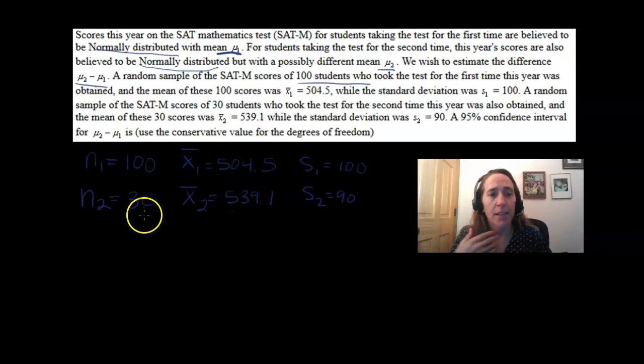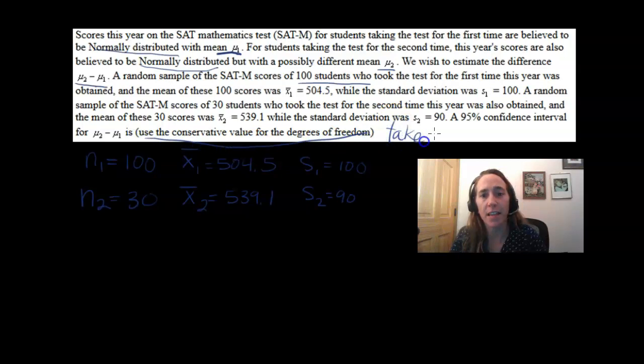Given a 95% confidence interval, mu2 minus mu1. Use the conservative value for the degrees of freedom. That means take the smaller sample. So in this case, for degrees of freedom, we're going to use n equals 30, n sub 2.